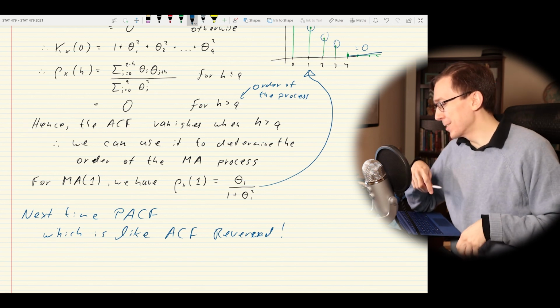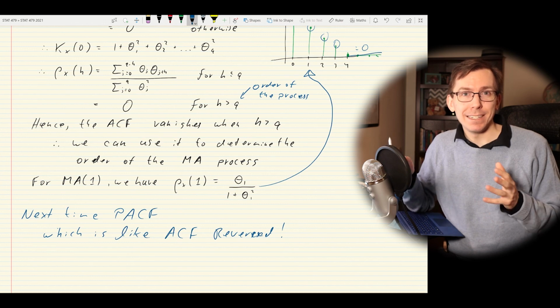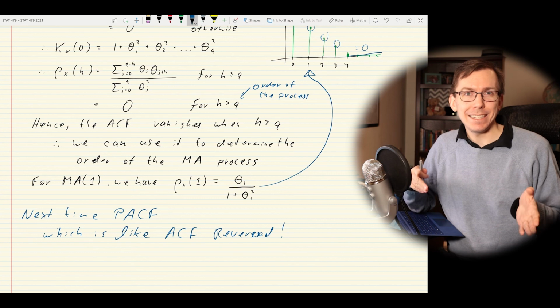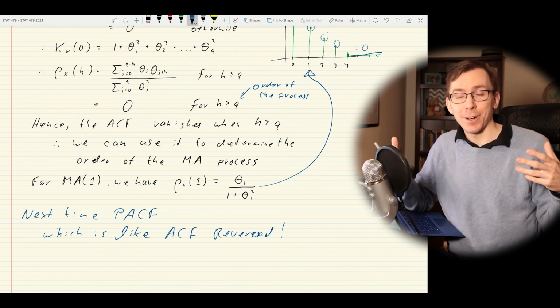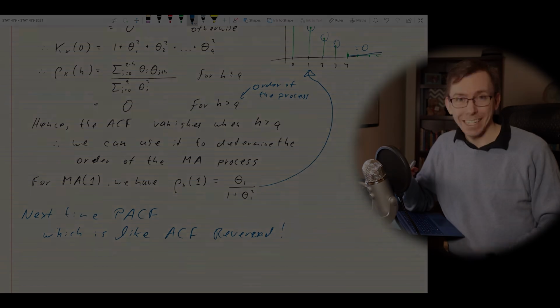So what we're going to do is stop for today. In the next lecture, we're going to look at the PACF in detail, and then I think I'll go into R and we'll plot lots of ACF and PACF functions to try to get an idea of what's going on there. So see you in the next lecture.